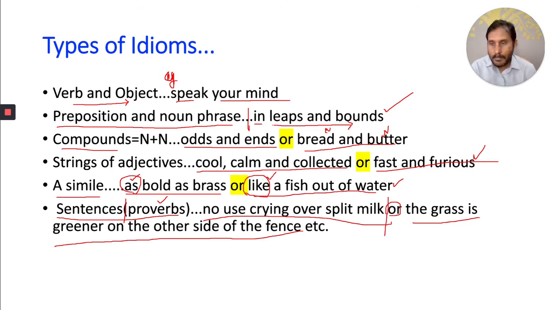So these are with regard to structure: verb and object, prepositions and noun phrase, compounds, noun plus noun, strings of adjectives. Within the idioms, it can be a simile or a proverb. But don't worry about this concept. Nobody will ask you what the structure is or how many types of idioms there are. It is just for your knowledge. From the examination standpoint, you don't have to bother.